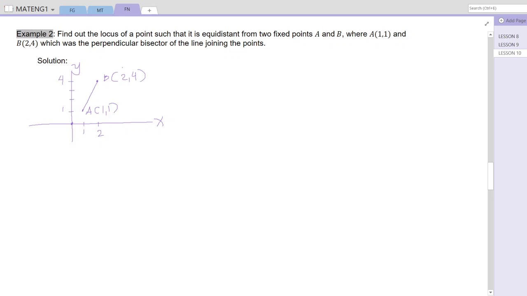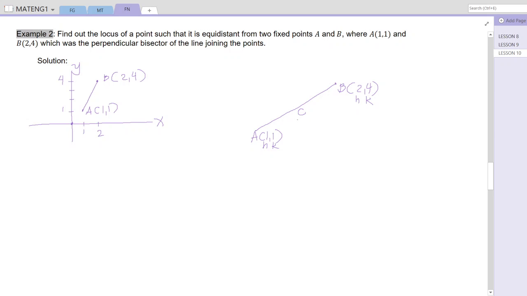If we connect the line there, we form a hypotenuse, which we denote as C. So A is at (1, 1) and fixed point B is at (2, 4), each given as (h, k).